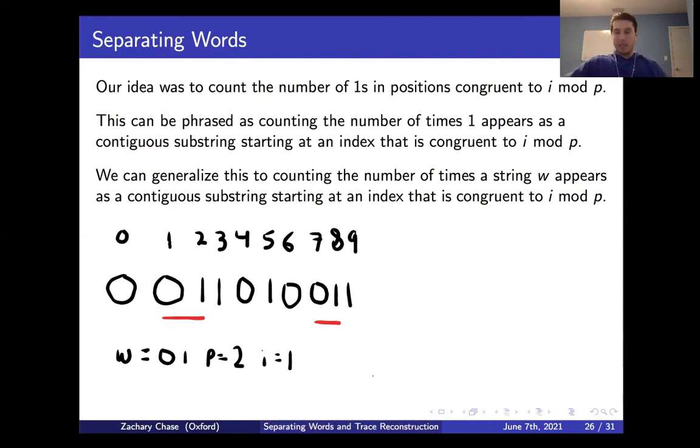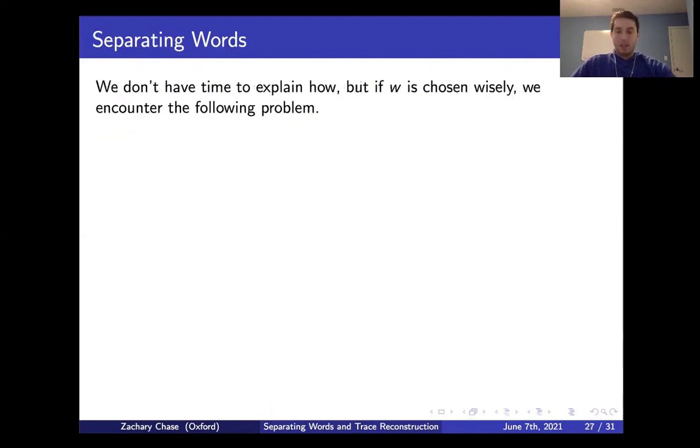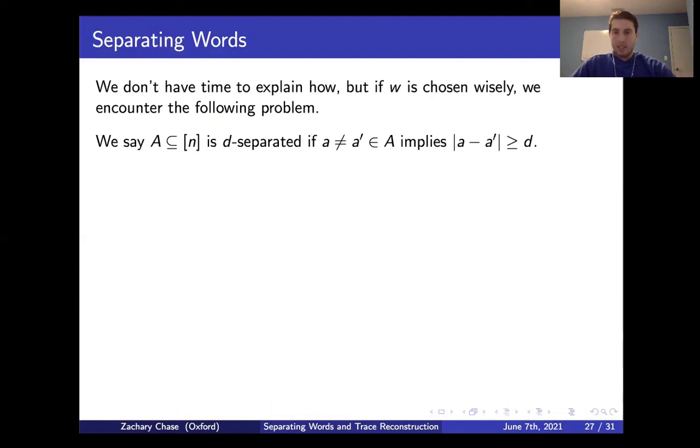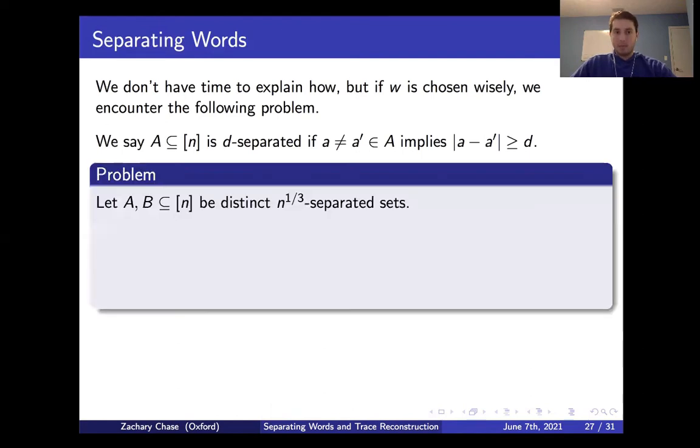So the idea is, instead of looking at ones at positions congruent to i mod p, we look at appearances of a certain string as a substring starting at an index congruent to i mod p. And we don't have time to explain how, but if we choose w wisely, we come to the following problem. First, we say that a subset of [n] is d-separated if all the distinct elements of it differ by at least d.